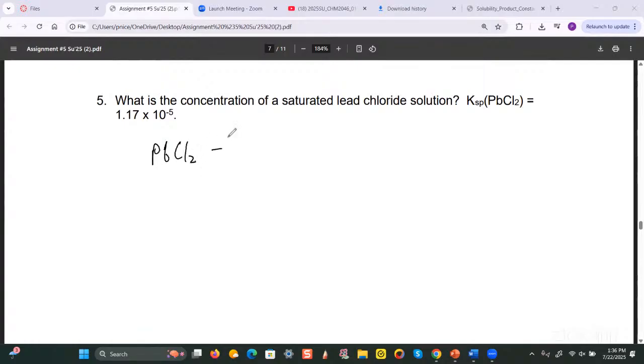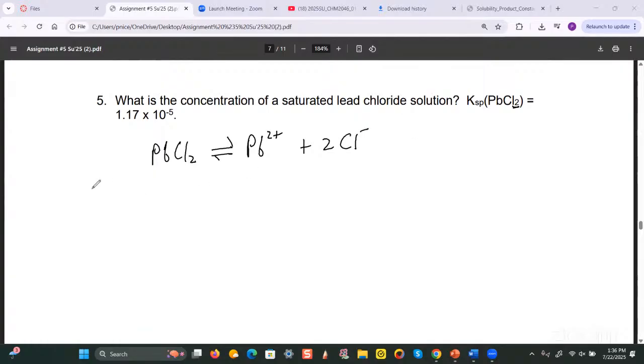PbCl2, to give Pb plus. What's the charge on the lead? Plus what? Plus two, same thing. And then the next species would be the chloride ion, because it's two of them, so 2Cl minus, right?